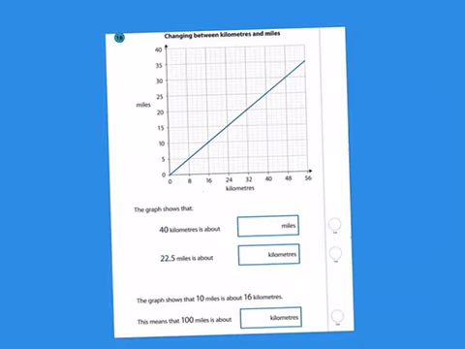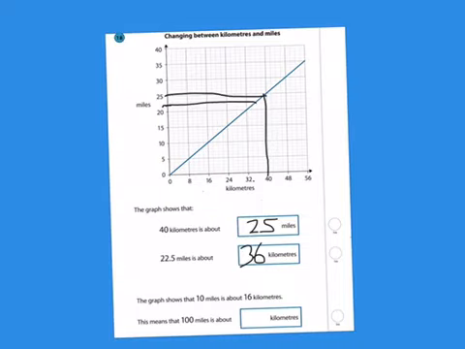Changing between kilometres and miles. So 40 kilometres is about 25 miles. And 22.5 miles, so 22.5 is about there, is about 32, 34, 36. Well, it's halfway between 32 and 40, 32, 34, 36, 38, 40, so 32, 34, 36.